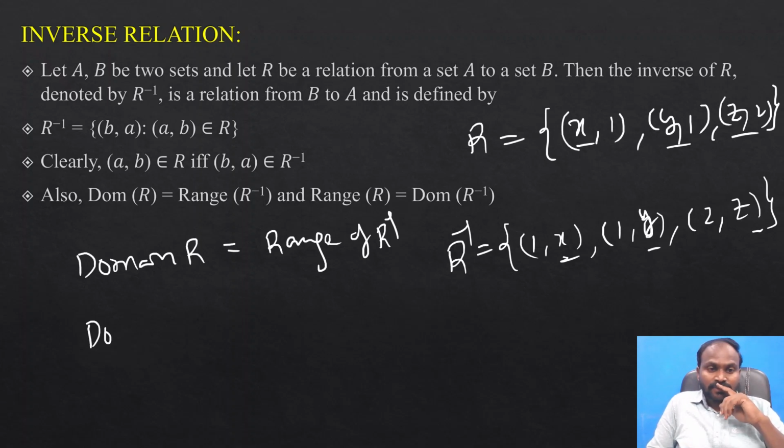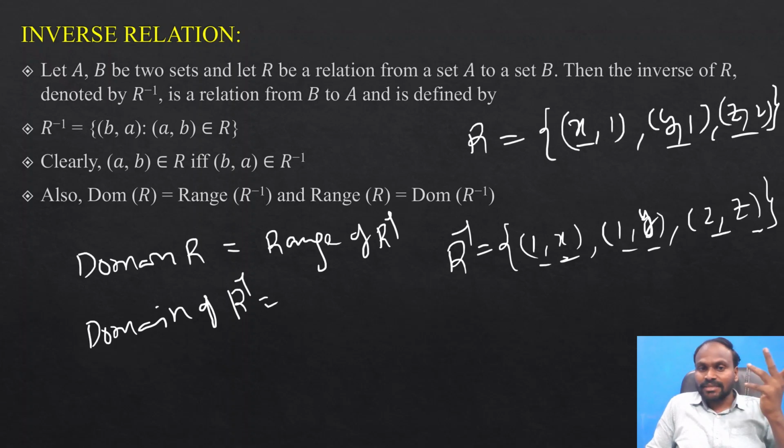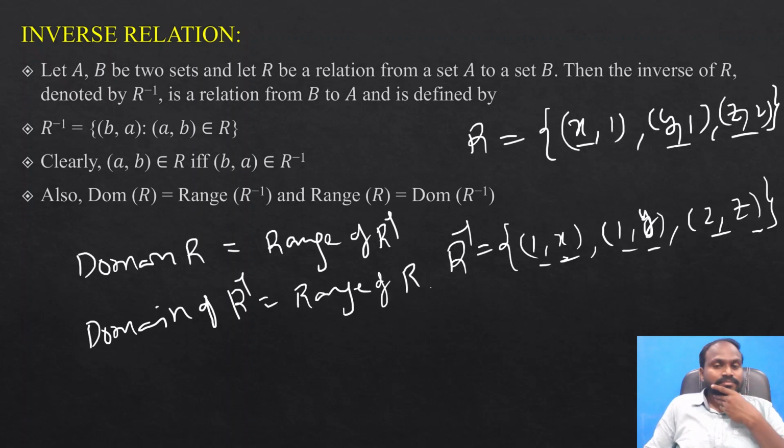Similarly, the domain of R inverse is 1, 1, 2, that means 1, 2, and that is the range of R. So that is the relation you have. That means if (a, b) belongs to R, then (b, a) belongs to R inverse. That is the simple definition of inverse relation.